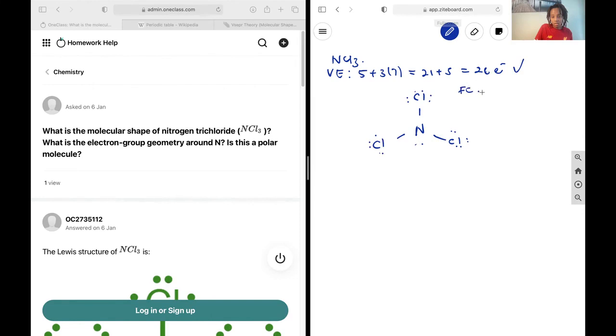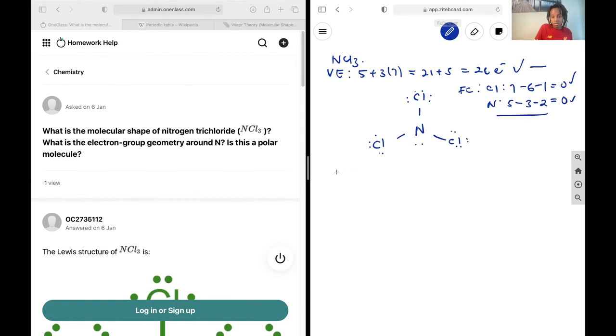Double check on our formal charges. Chlorine, we have 7 minus 6 because of the lone pairs, minus 1 because it has 1 electron in this bond. That's going to give us 0. On the nitrogen, we'll have 5 valence electrons minus the 3 electrons in each of these bonding pairs, minus the 2 lone electrons. And that's going to give you 0. So our formal charge makes sense. Our valence electrons are all accounted for. This is the correct structure.